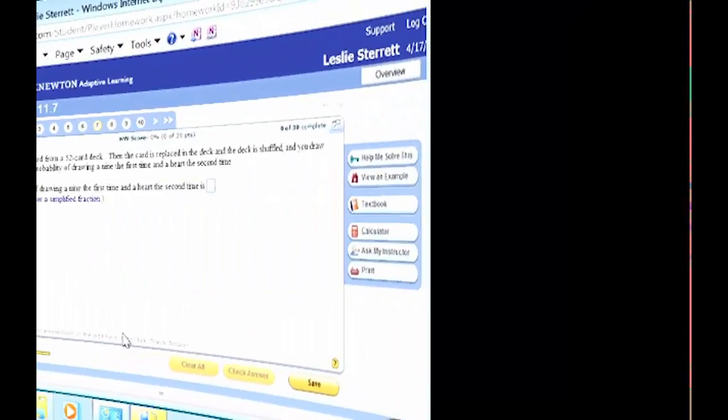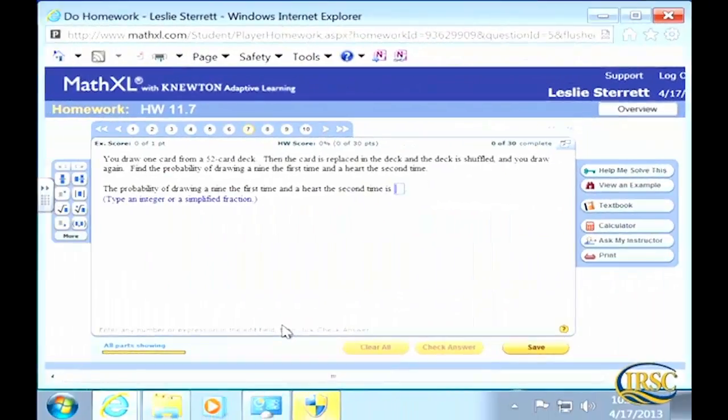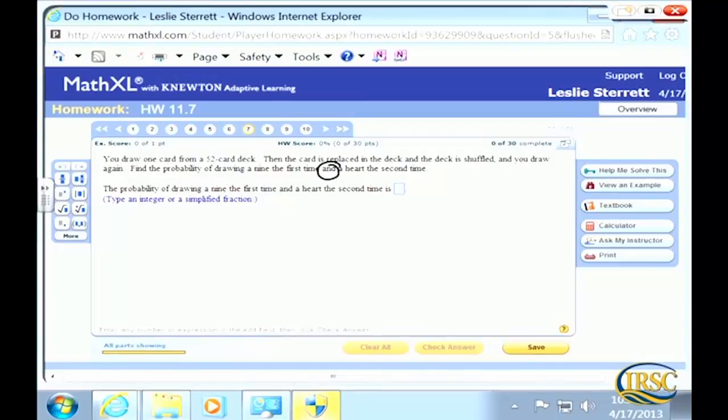Okay, so here it says you draw one card from a 52-card deck. Then the card is replaced in the deck, and the deck is shuffled, and you draw again. Find the probability of drawing a 9 the first time and a heart the second time. So first of all, what's the key word in this problem? And. So you know that you're going to be multiplying your probabilities.